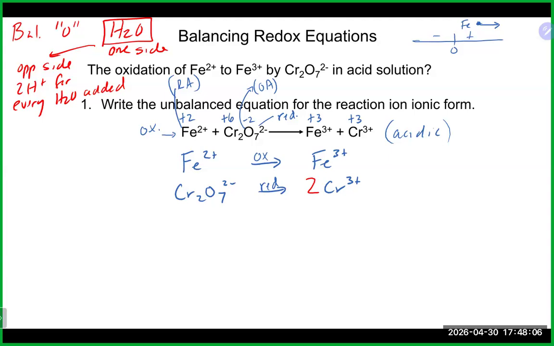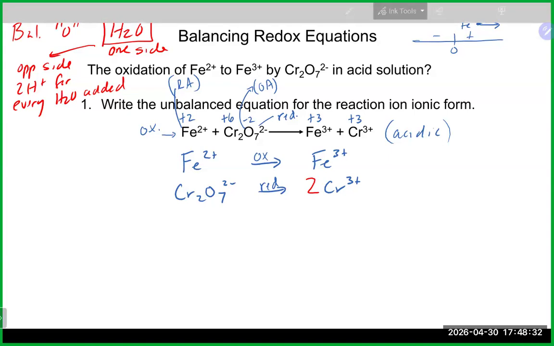So one side gets the water that needs the oxygen. The other side gets a couple of H pluses for every water that we added. That way, at the end, you will not be short some hydrogens. By the way, if you are at some point short hydrogens to begin with, you could also add an H plus to the opposite side just up front and balance out the hydrogens before you begin as well.